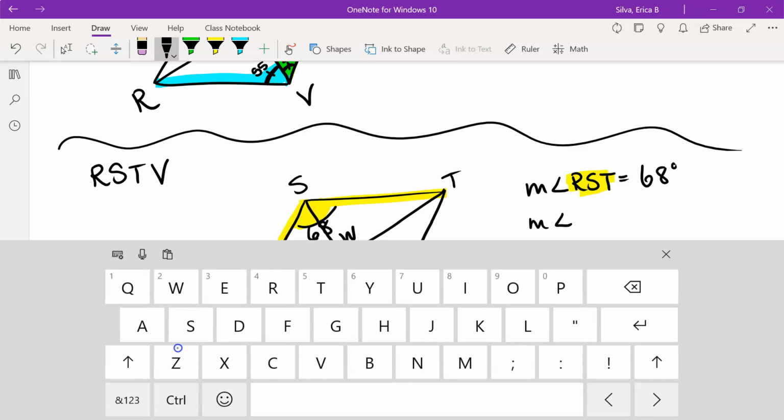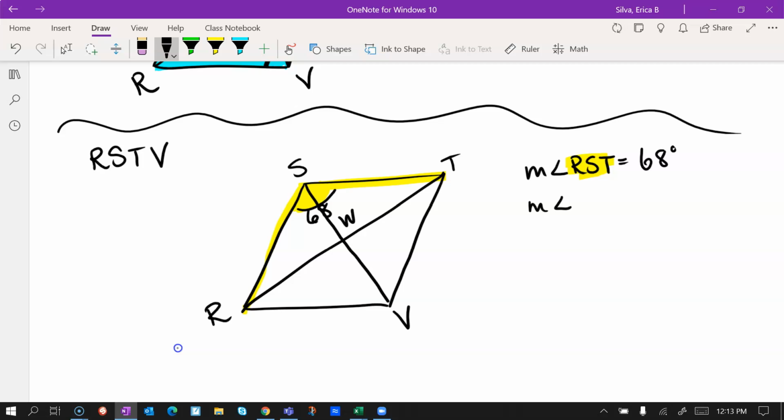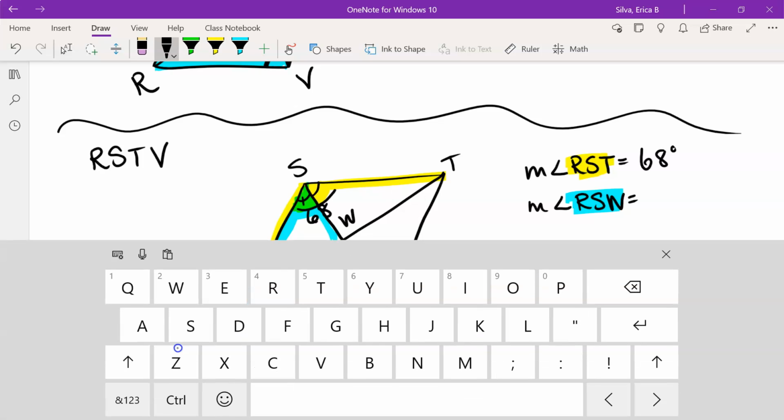Okay, what's your name? We want to find out what the measure of RSW is. So if we start at R, S, and W, we just need to know this section right here. What can we do to that angle to find out what RSW is equal to? So if the whole thing is 68, how can we find out that little section? What do we know about these two angles? This one and this one.